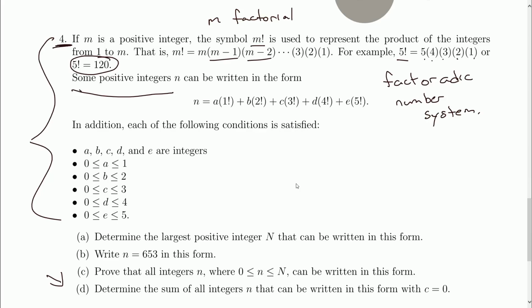In addition, each of the following conditions is satisfied. A, B, C, D, and E are all integers. A is between 0 and 1, B is between 0 and 2, C is between 0 and 3, D is between 0 and 4, and E is between 0 and 5, and notice that E is next to the 5 factorial. Okay. This is the factoratic number system.